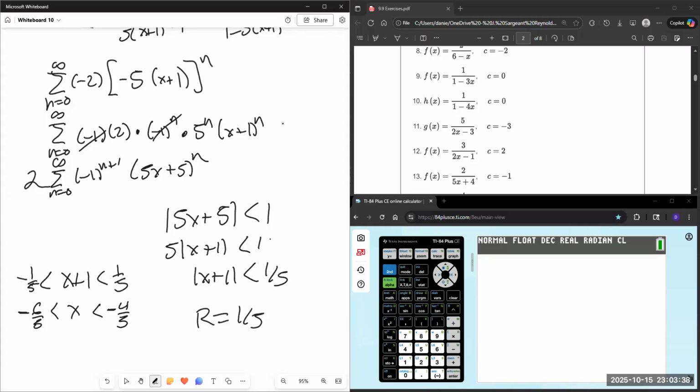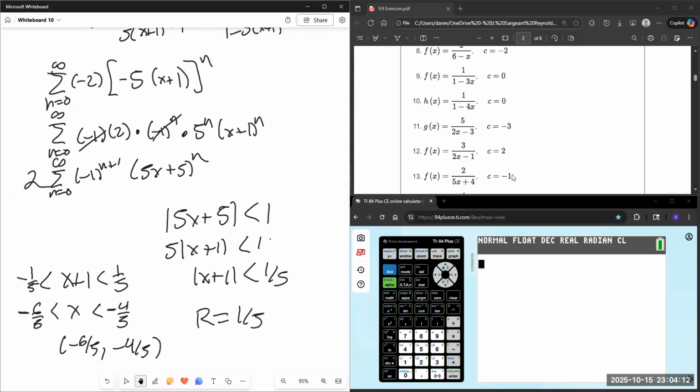So 1 to the n, that would go away. A (-1) to the n plus 1 times 2 would be alternating back and forth, +2, -2, +2, -2. That would also not converge because the nth term isn't going to 0, it would be going to 2 or -2. So the interval of convergence would be -6/5 to -4/5.